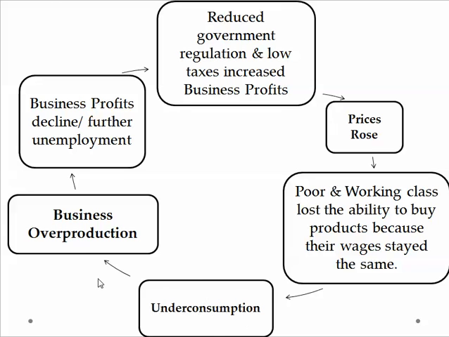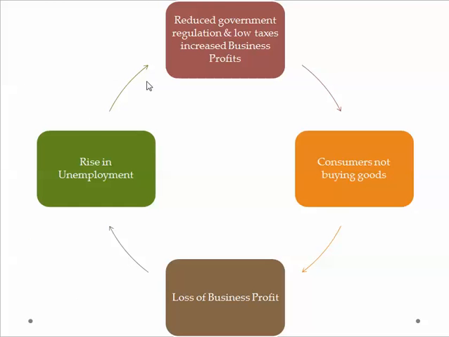With underconsumption and business overproduction, there are no profits for the business, so they fire people and lay them off. That creates further unemployment, which comes back around to people not buying things, underconsumption again, and things just get worse and worse in that cycle. And here's a different view of it. Reduced government regulation, low taxes, business profits, consumers not buying goods because their wages were not increased, loss of business profits, rise in unemployment, the cycle. Okay, so that's overproduction and underconsumption.